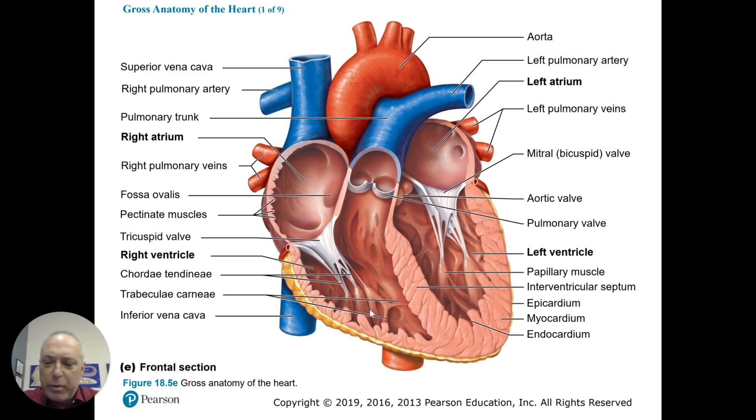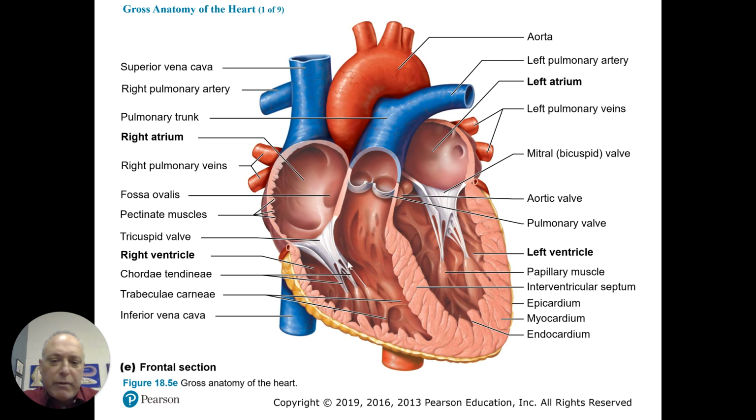It's being held open by trabeculae carneae and papillary muscles, which are these large muscle branches at the bottom. The tendons are called chordae tendineae. These hold open the valve. This is the tricuspid valve. In the right heart, we can make out the trabeculae carneae. Looks like little pieces of meat.